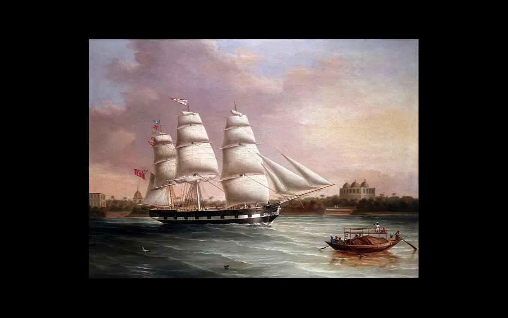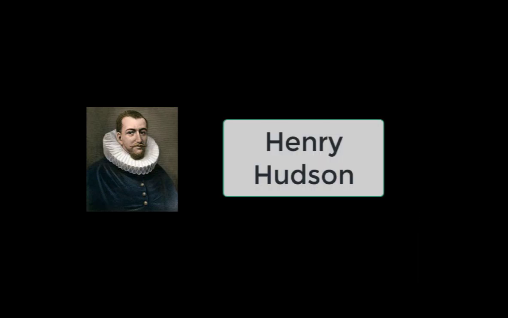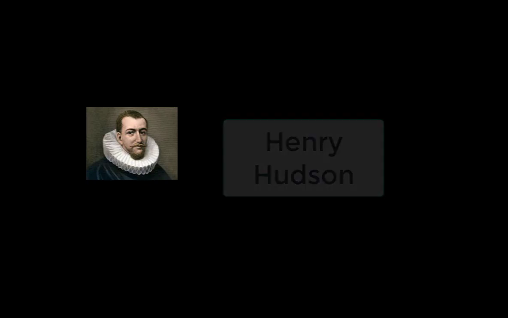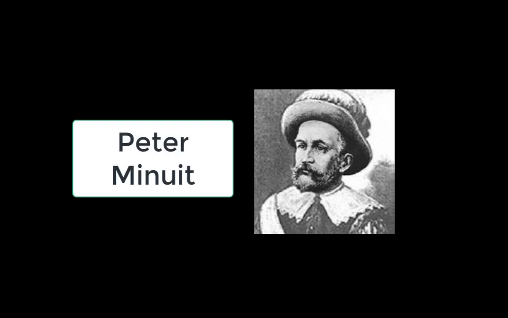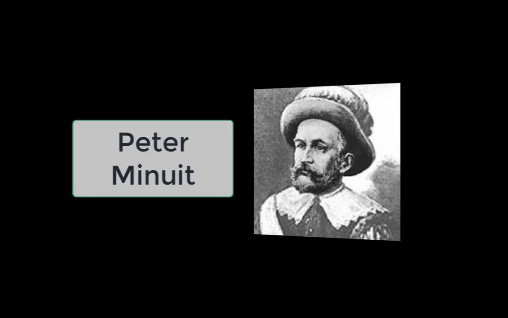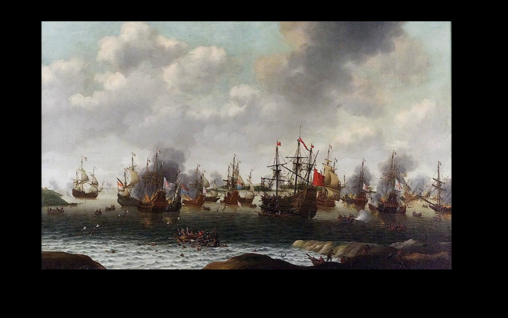The Netherlands then established the New Netherlands out on the island of Manhattan. Henry Hudson is the one who's going to find it, and then a man named Peter Minuit becomes the director. They established the New Netherlands, or Manhattan, as a business. It doesn't last very long, though.